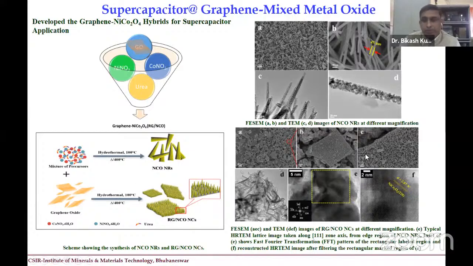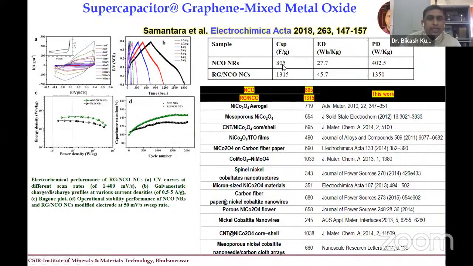This method we have developed, and we have done characterizations of how this nickel cobalt oxide is grown on the graphene. You can see it is growing vertically and remains distributed nicely on the graphene surface. These rods have a porous, one-dimensional structure, and because of this porous structure we hoped it would give good capacitance properties. When we evaluated its properties, we got a value of 1315 Farad per gram.